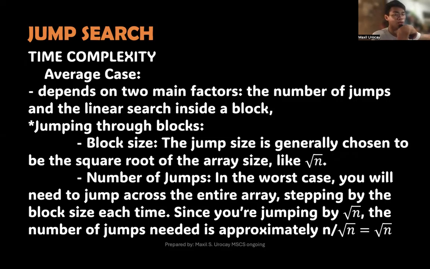How does it work then? Particularly, the jump size will matter. For example, if you're having 11 steps right there, then you could somewhat deal with that already. We're beginning to picture how this algorithm runs. In the worst case, you will need to jump across the entire array, stepping by the block size each time. Since you're jumping by the square root of n, the number of jumps needed is approximately n divided by square root of n, which equates to the square root of n.